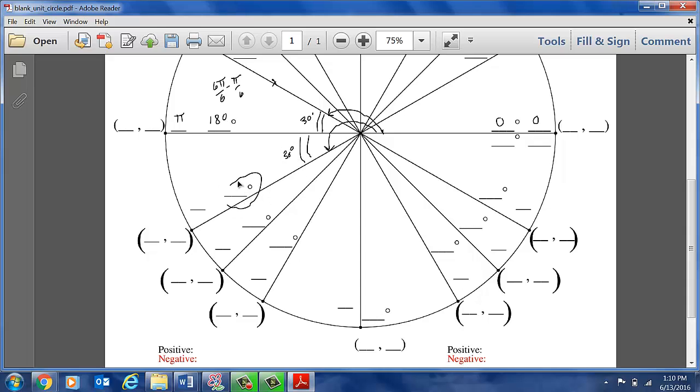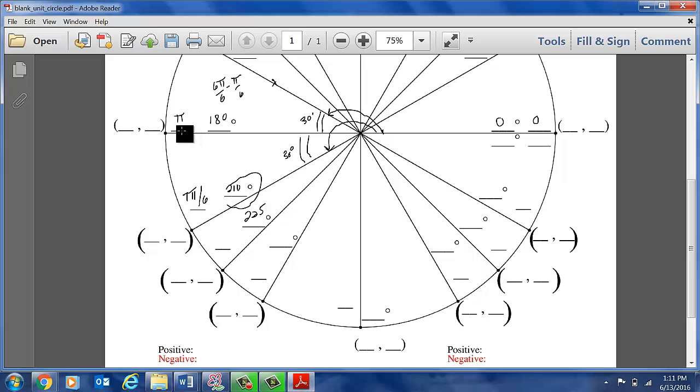So my degree measure here will be 180 plus 30 degrees, which is 210. And again, now thinking in radians, this again is a 30-degree reference angle, or pi over 6 radians. So think of this angle, your pi radians, as 6 pi over 6. And then add pi over 6, which would give me 7 pi over 6. Likewise, I'm going to add 45 degrees to 180, which gives me 225.